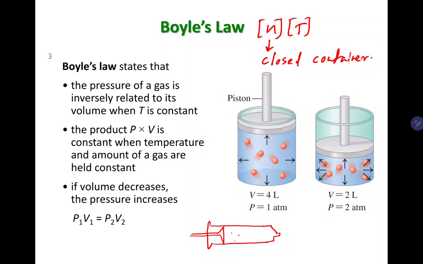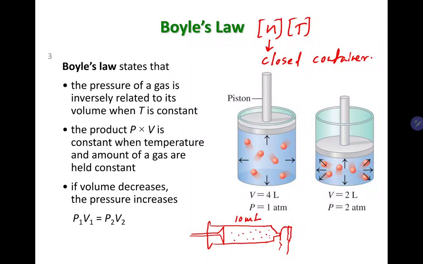Okay, so here you are going to find your gas inside the syringe, right? And then how do you make it closed? You can easily close the tip using your finger. Use your finger and close the tip of the syringe. So in this syringe you have a certain volume of a gas. Let's say you have 10 milliliters.